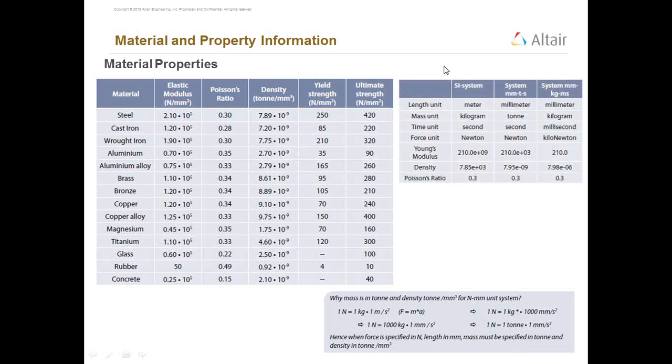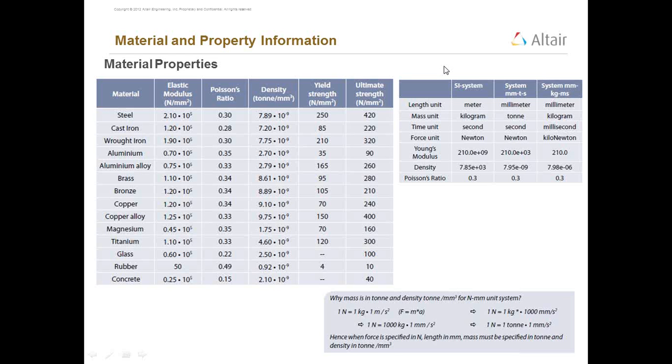The different systems for steel are as follows. For SI, the length unit is meter, mass unit is kilogram, time unit is second, force unit is Newton. For the MTS system, length is mm, mass is ton, time is second, force is Newton. For the mm, kg, ms system, length is in mm, mass is in kilogram, time is in milliseconds and force is in kilonewton.